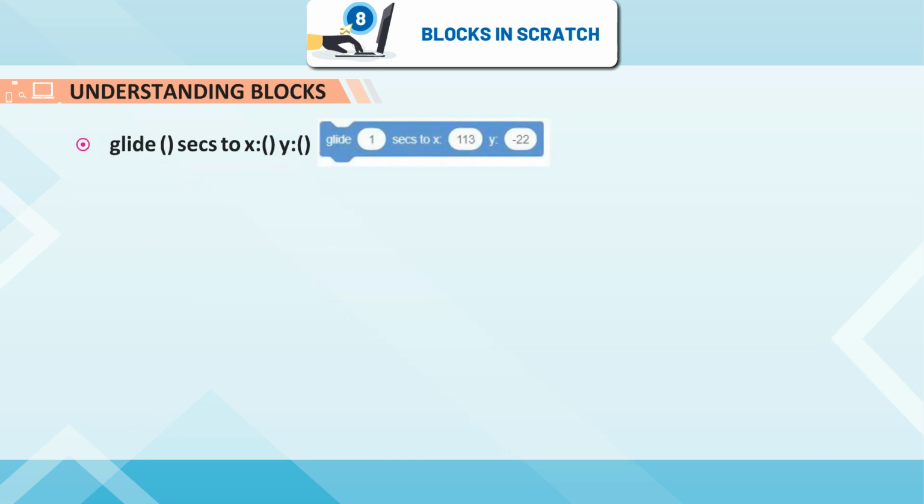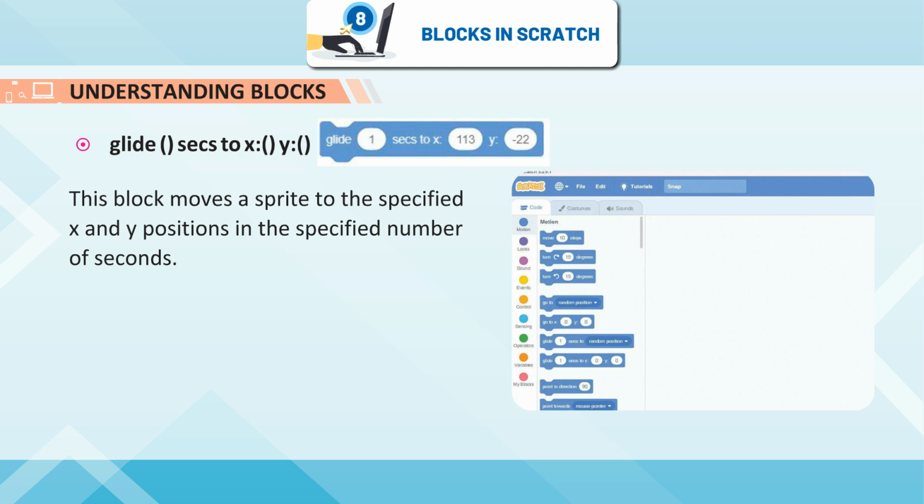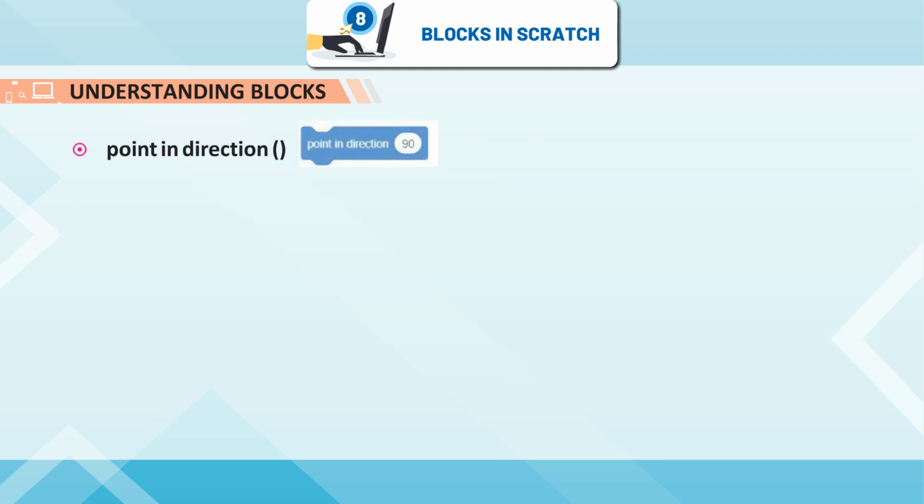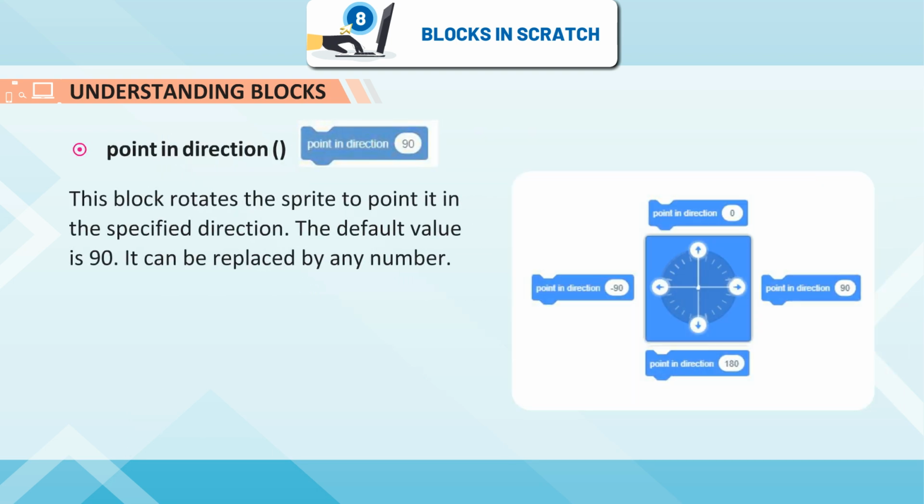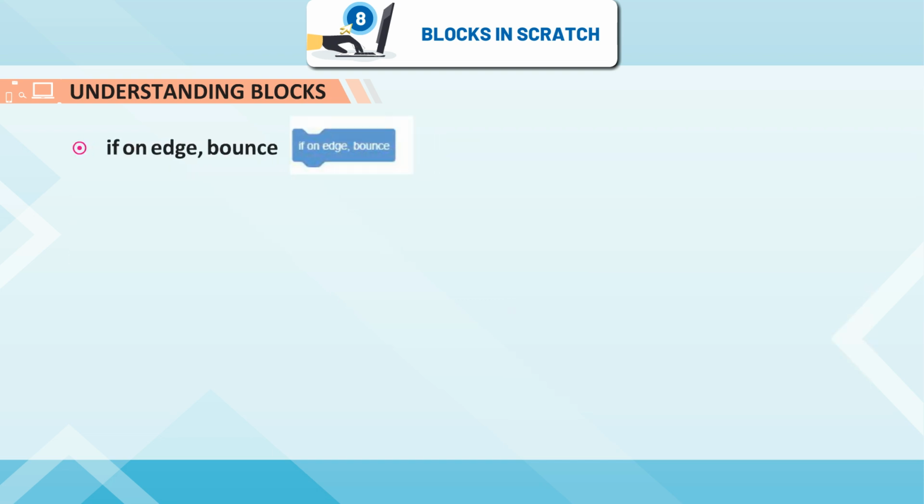Glide seconds to X, Y. This block moves a sprite to the specified X and Y positions in the specified number of seconds. Point in direction. This block rotates the sprite to point it in the specified direction. The default value is 90. It can be replaced by any number.